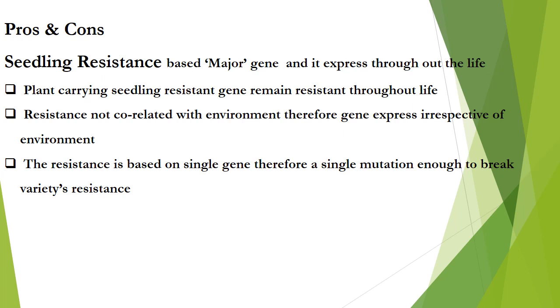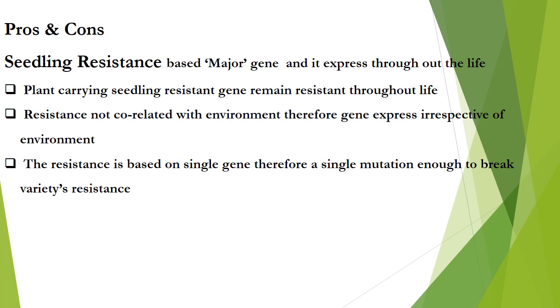The second important thing is that this resistance has no correlation with the environment. Whether the temperature increases or decreases, the genes responsible for the resistance express themselves. So the environment has no effect on the expression of this gene, and if the seedling resistance gene is present, it always expresses irrespective of whether the environment is suitable or not. That is actually one of the major advantages of seedling resistance over adult plant resistance.